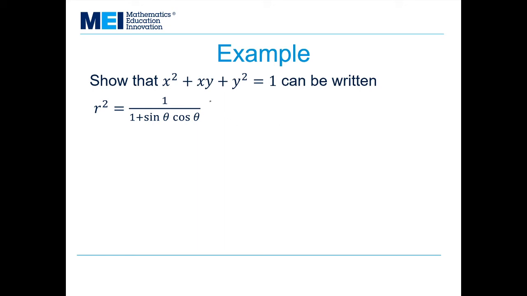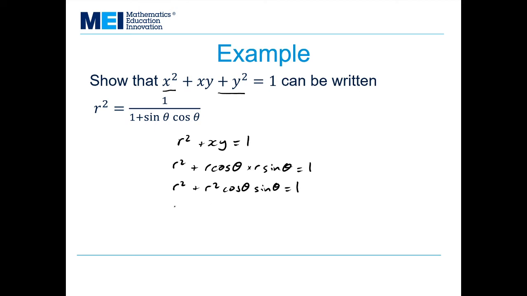Well, the first thing that I'm noticing here is that I've got an x squared plus y squared hidden in here. So I want to rewrite that x squared plus y squared as r squared. So I've got r squared plus xy equals 1. And then I can replace my x and my y with r cos theta and r sin theta. So I've got r squared plus r cos theta times r sin theta equals 1.